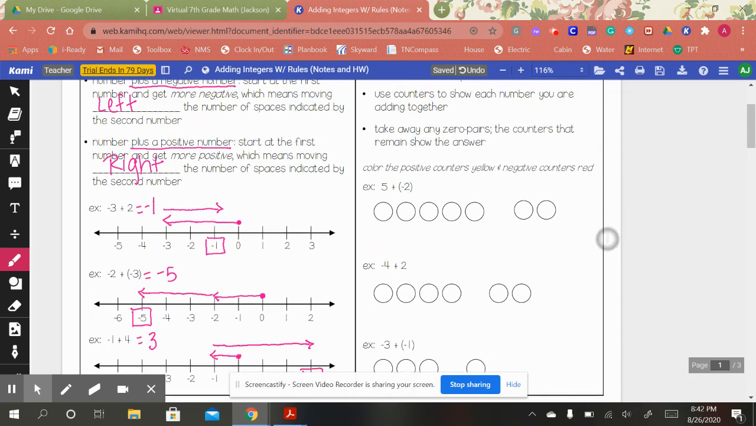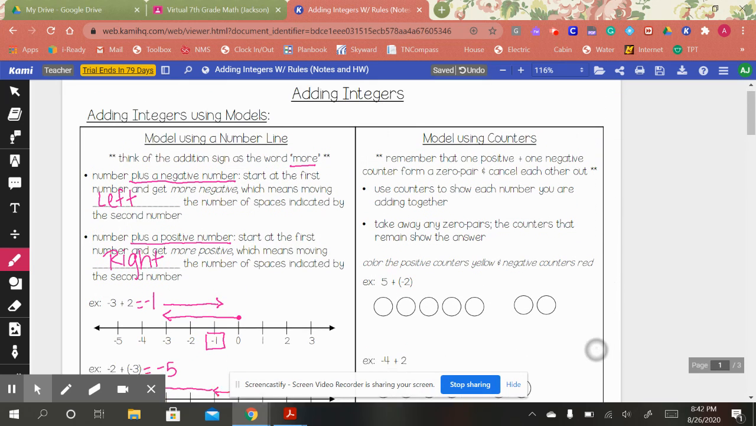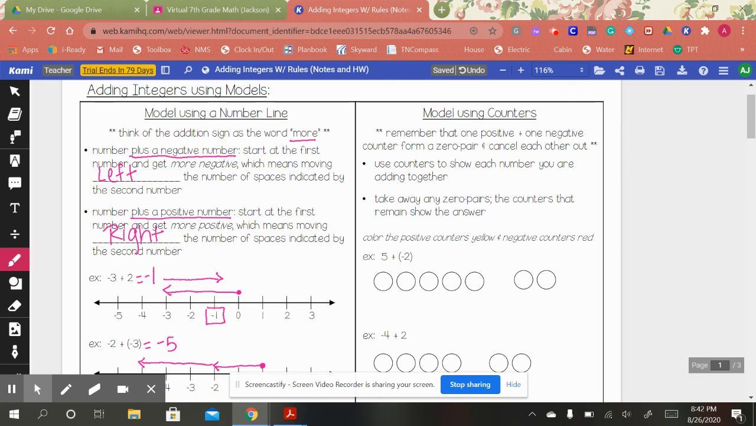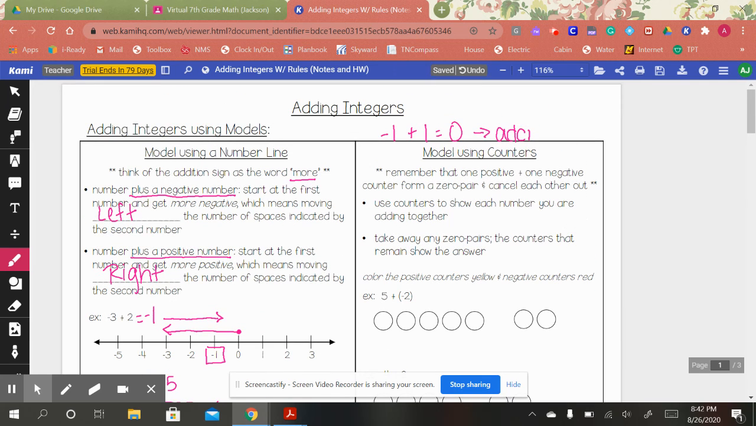All right, let's go back up to the top, and we are going to look at modeling using counters. One positive and one negative counter form a 0 pair because they cancel each other out. So that is the same thing as saying -1 plus +1 is equal to 0. And yesterday we learned that that was additive inverses. Okay, that's when we add opposites together and they equal 0.